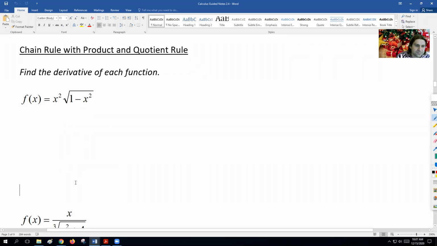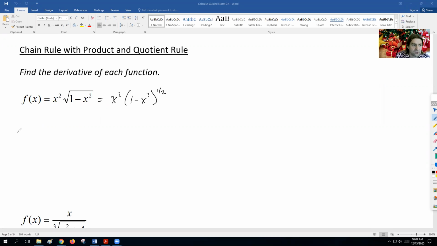So this first problem here, we have x squared times radical 1 minus x squared. So you can see we have a 1 minus x squared inside of the square root. So that's the chain rule, but it's also being multiplied by x squared. So that means we got the product rule. And unfortunately, there's not going to be really any ways that we can rewrite or work our way out of this. We just have to deal with it. The only thing I would probably change is make this x squared times 1 minus x squared to the 1/2 power.